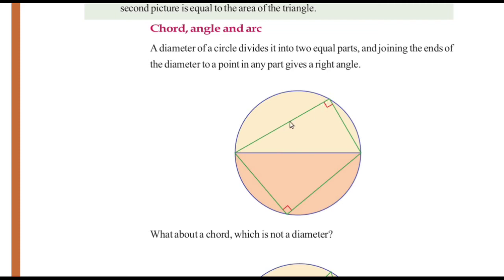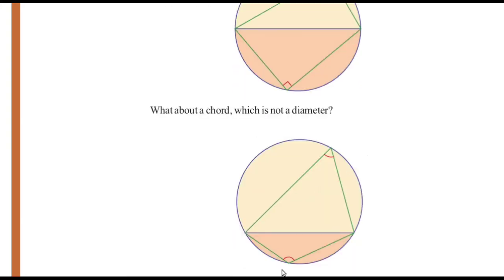Then if we join the ends of a chord that is not a diameter, what will happen? See, here you can see a chord. This blue color is a chord of the circle that is not the diameter. If we join the ends of the chord to points on the circle, here we can join the ends of the chord to 2 points on the circle, one above the chord and one below the chord. Then also angles are formed. Is there any speciality for these angles? Let us check.